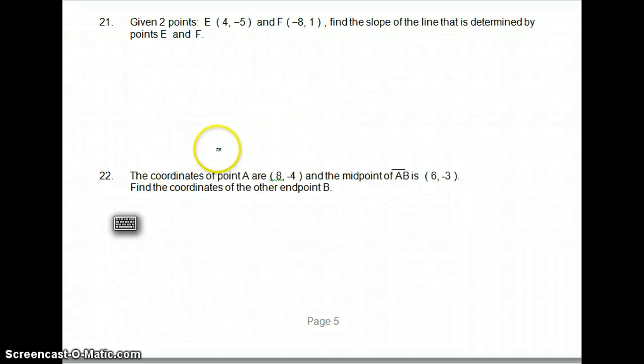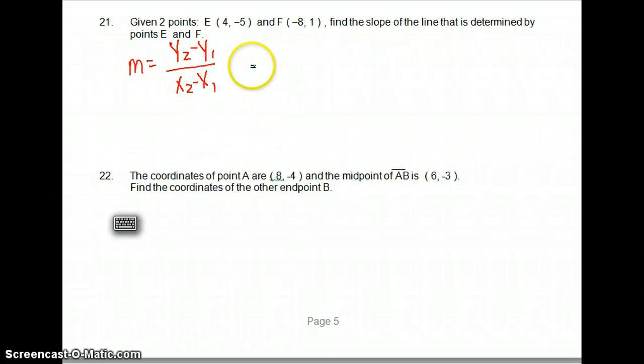Number 21. Given 2 points, E and F, find the slope of the line that is determined by points E and F. So, start with the formula. The formula for slope, m equals y2 minus y1 over x2 minus x1. It's rise over run. So again, we're going to use x1, y1, x2, and y2.